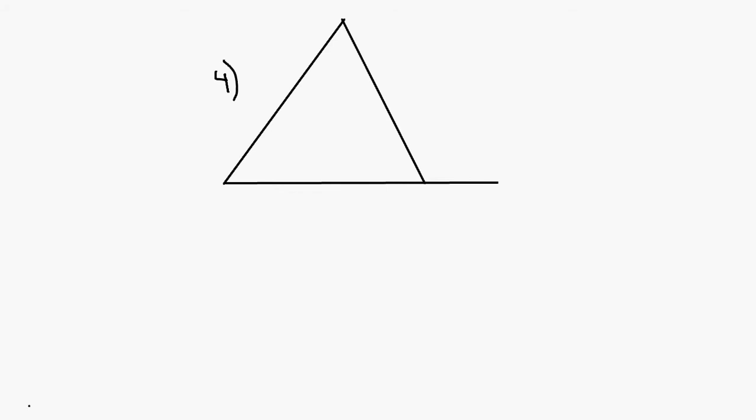Number 4. Says that RS is congruent to ST. So it's another isosceles triangle. You're told that angle RST is 6x minus 12. So RST, this angle up here up top, is 6x minus 12. You're told that the measure of STU is equal to 9x. So this angle here is 9x.